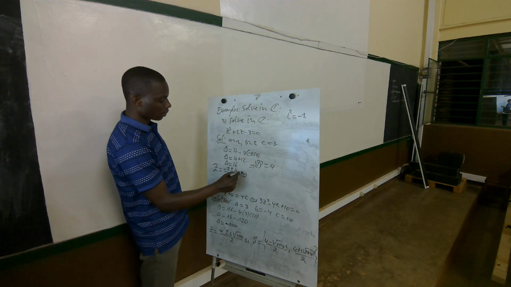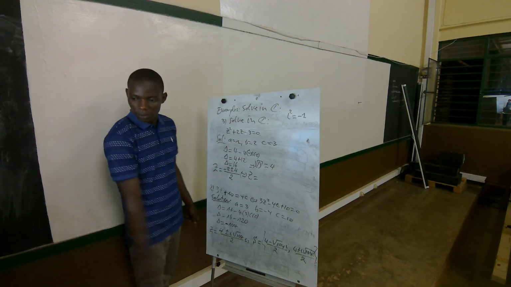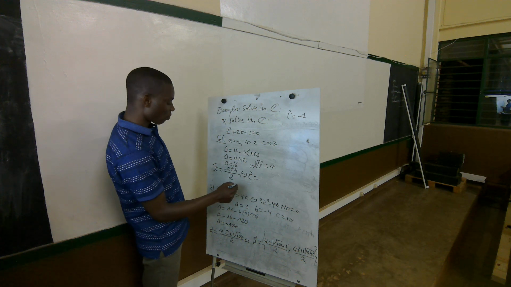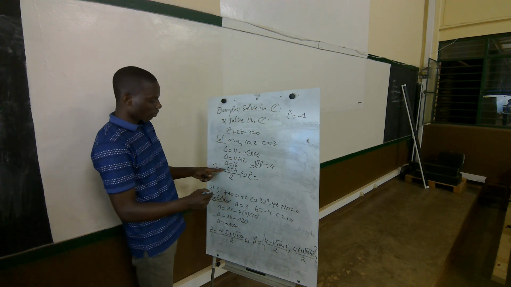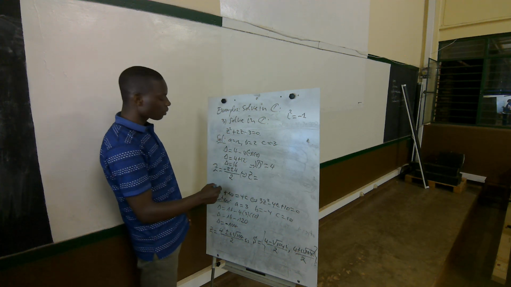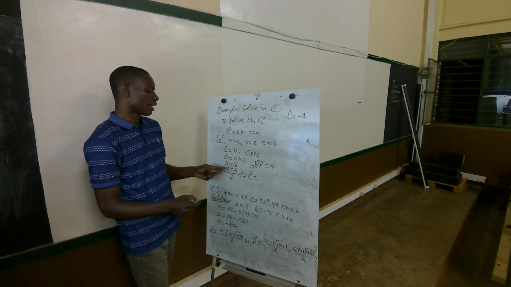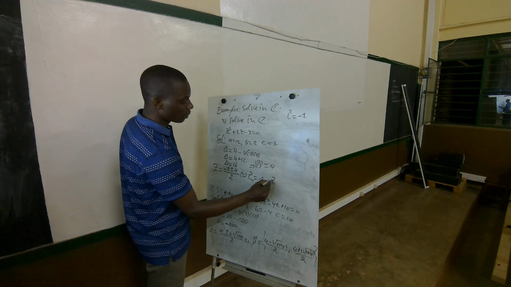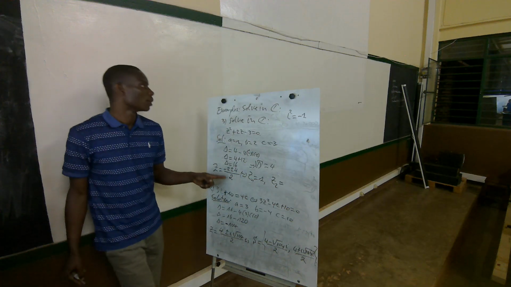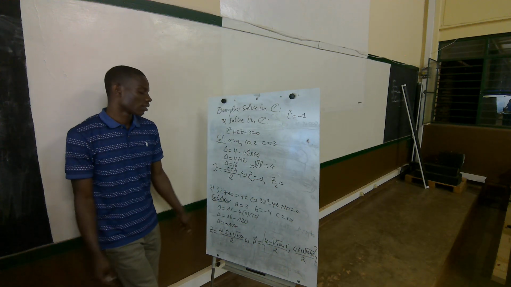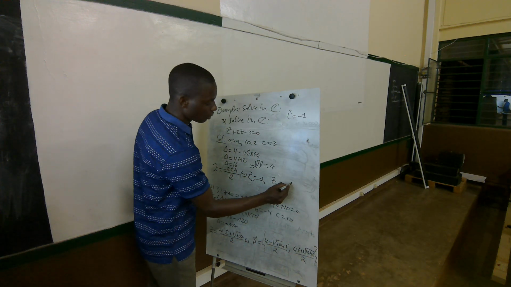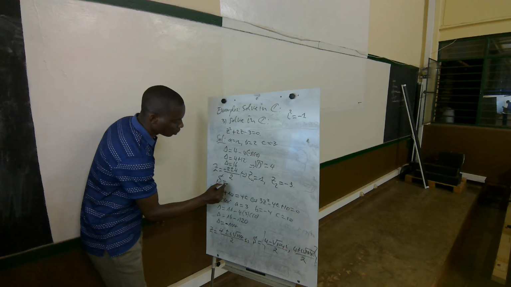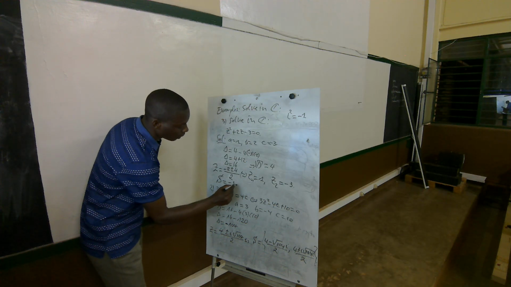Now this is equivalent to z being, with the plus, 2 over 2 which is equal to 1, that is z1. Then z2 will be equal to negative 6 over 2, that is negative 3. Now those are the two real roots, and the solution is negative 3 and 1.